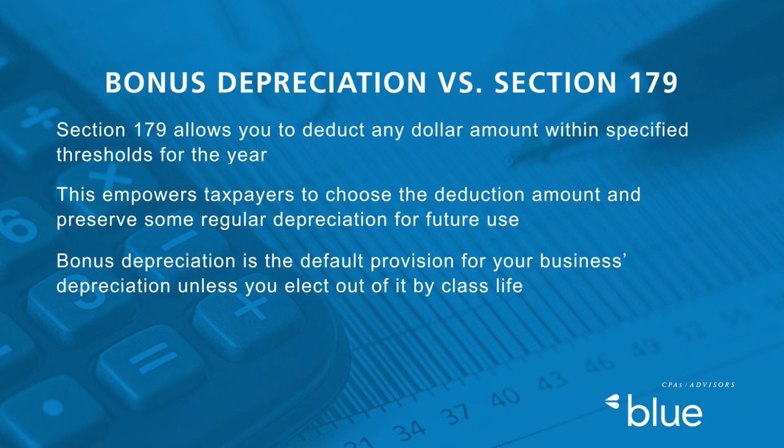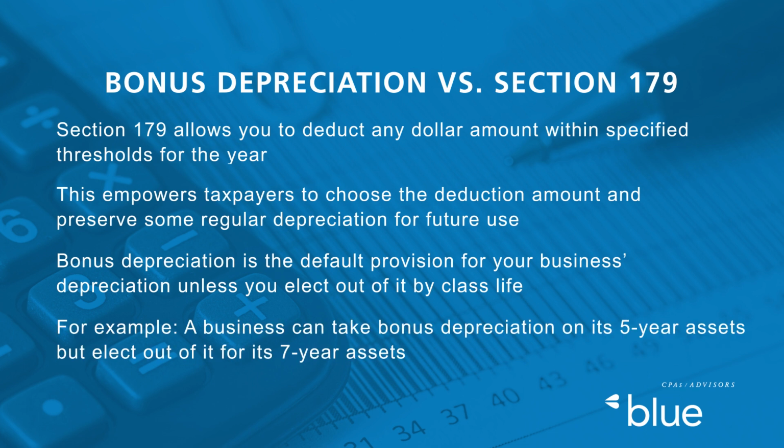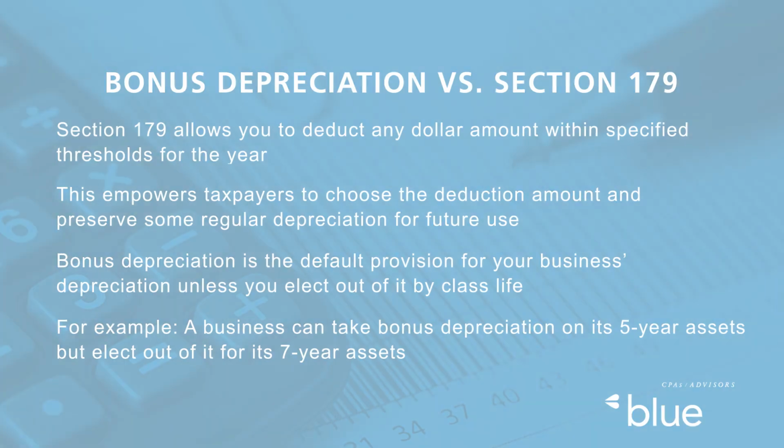It's very important to note that bonus depreciation is the default provision for your business depreciation, unless you elect out of it by class. Also note, businesses can take bonus depreciation on a 5-year asset and not 7, and the same with other class lives. So there is some flexibility for planning, just not as much as under 179.